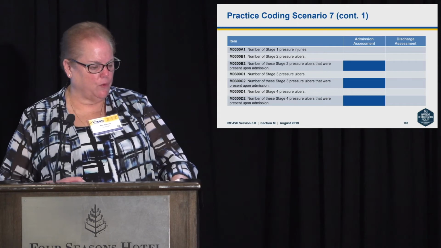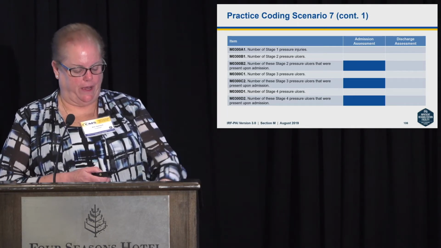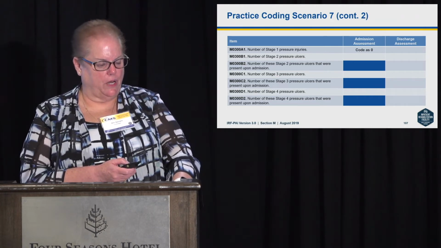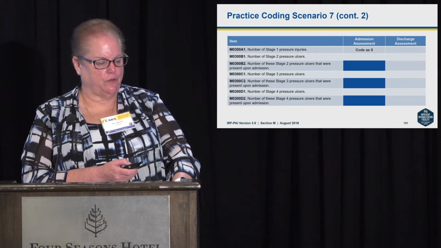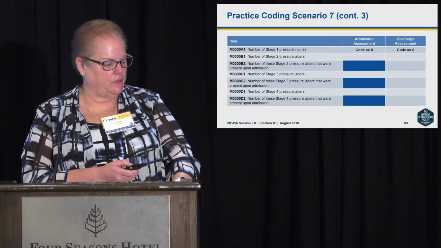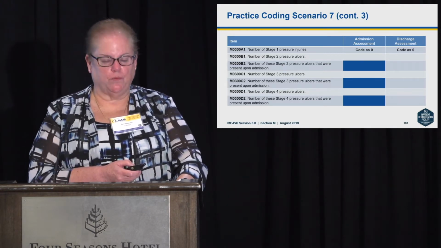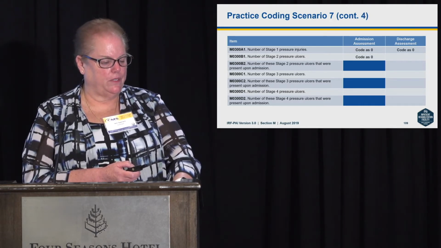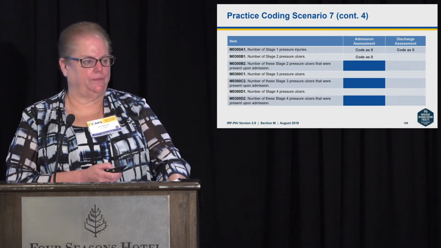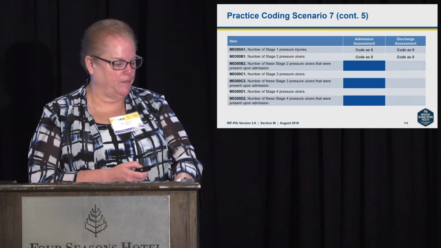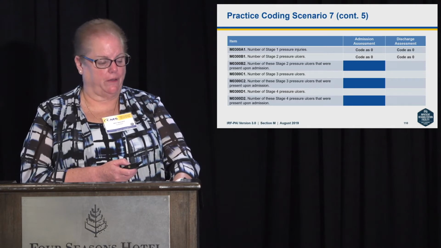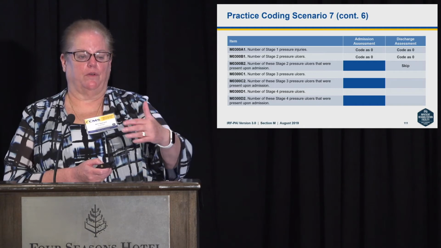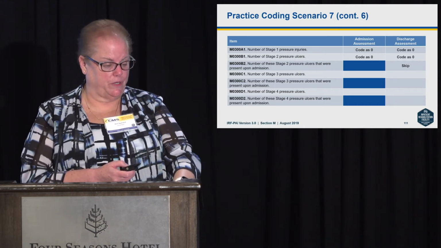So the number of stage 1 pressure ulcers on admission, how many did we have? We had none, okay. How about on the discharge assessment, did we have any stage 1 pressure ulcers? No. And so the next question is number of stage 2 pressure ulcers. Did we have any on admission assessment? No. Did we have any on the discharge assessment? No. And so then that next question would automatically be a skip because we had a 0, right? Because it always asks of the number that was present at discharge, how many were present upon admission.